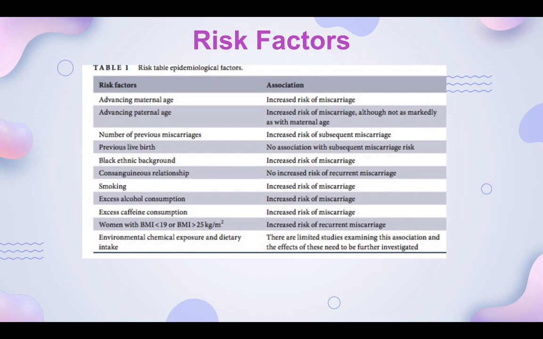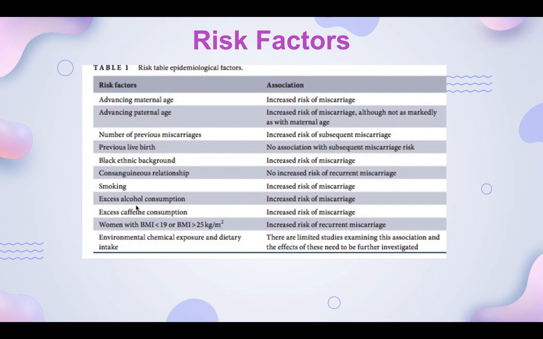Now, among these three, what is the factor which increases the risk of miscarriage the most? Among these three, alcohol increases the risk of miscarriage markedly. And this is very important that you have to remember. It can come in a single best answer question.